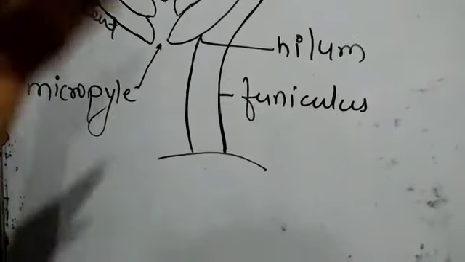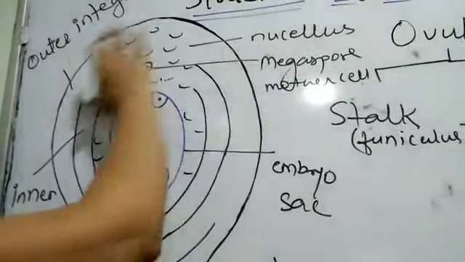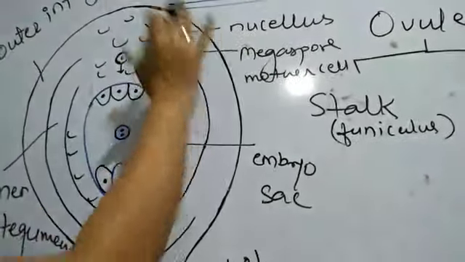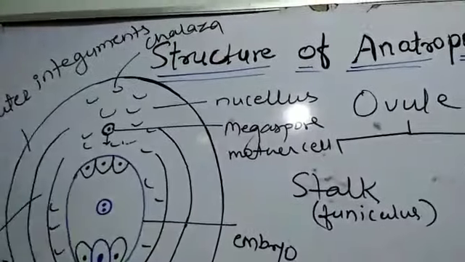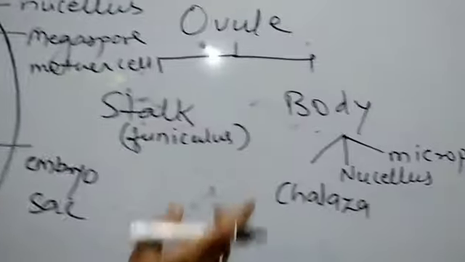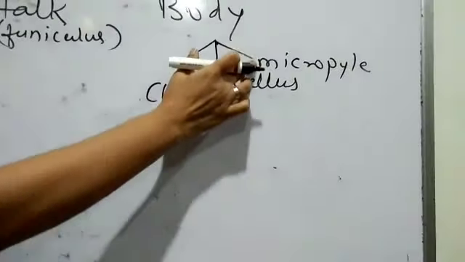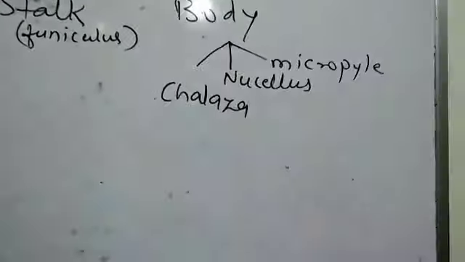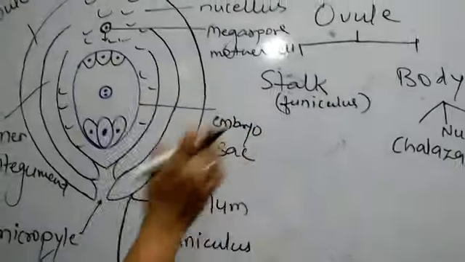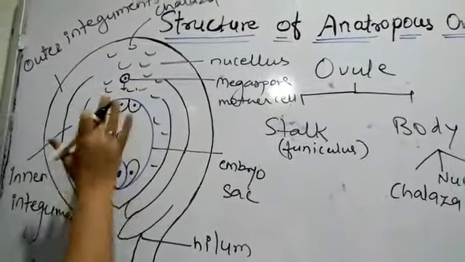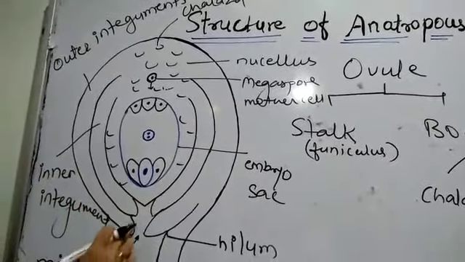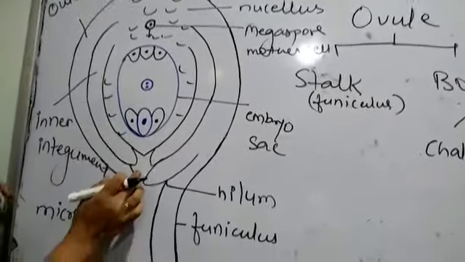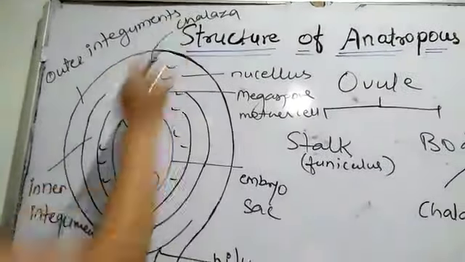And opposite to the micropyle there is a broader portion at the basal part, which we call the chalaza. So we have divided the body into three parts: chalaza, nucellus and micropyle. The basic parenchymatous tissue is the nucellus. The coverings are the integuments, which show a narrow opening known as micropyle, and the end opposite to the micropyle is known as chalaza.